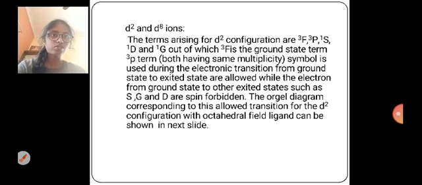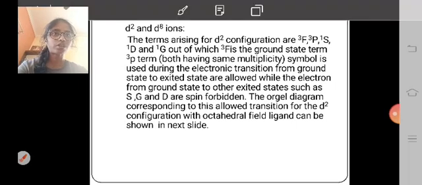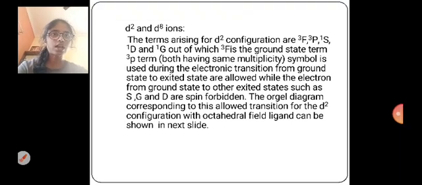D2 and D8 ions. The terms arising for D2 configuration are 3F, 3P, 1S, 1D and 1G, out of which 3F is the ground state term. The 3P term has the same multiplicity. Electronic transitions from the ground state to excited states of the same multiplicity are allowed, while transitions from the ground state to other excited states such as S, G and D are spin forbidden.